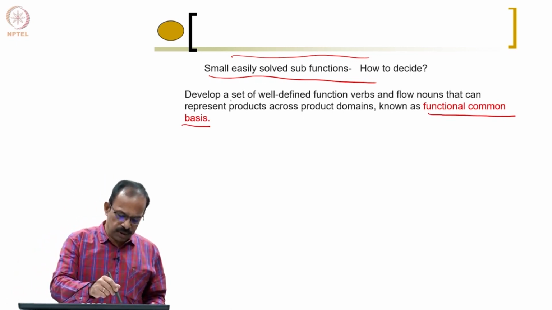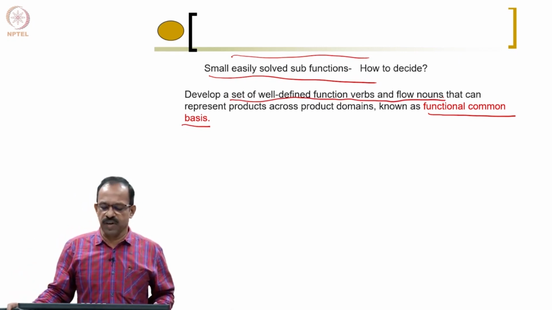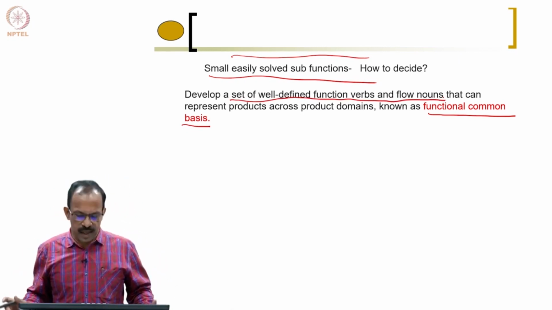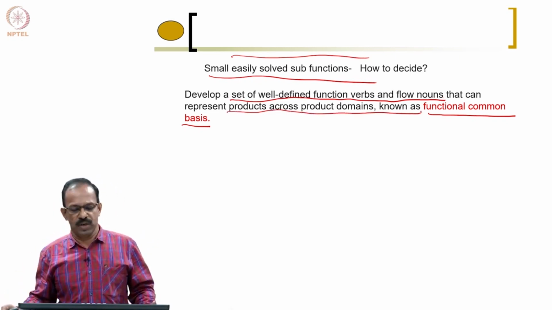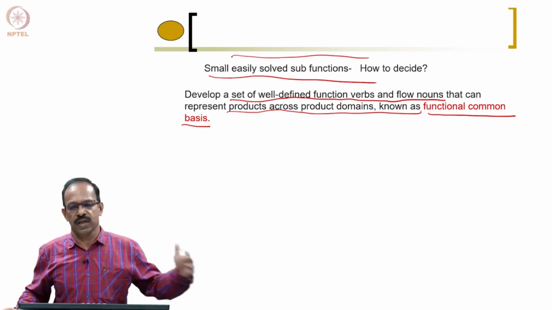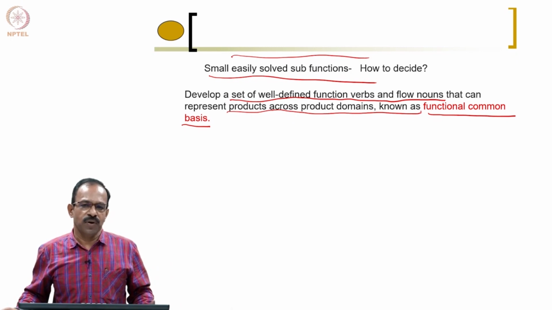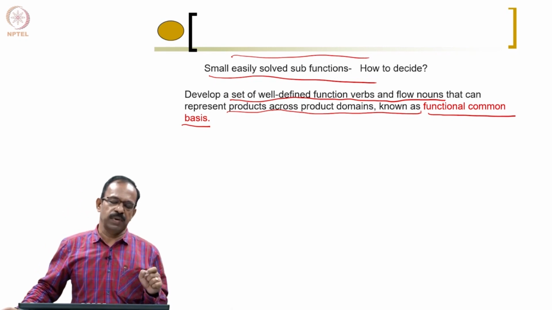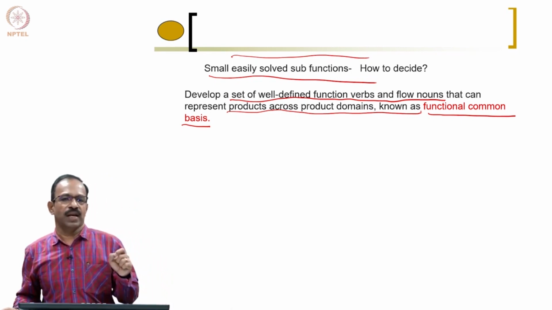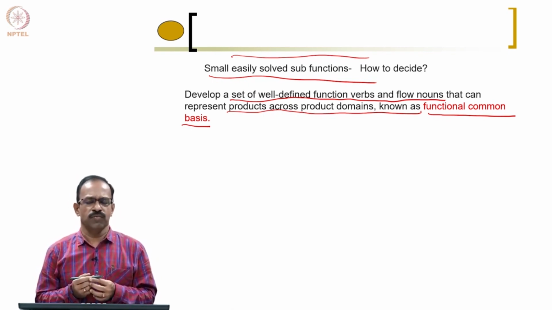So, this is a set of well defined function verbs and flow nouns. So, we have a function verb and a flow noun, and that can represent the products across product domains, known as functional common basis. So, across the domains we will be able to use this functional common basis, and then we know at what level we will be able to stop, because if you can actually represent it as a simple verb and a noun, and that is a well understood function, then we do not really need to go further down for decomposition.